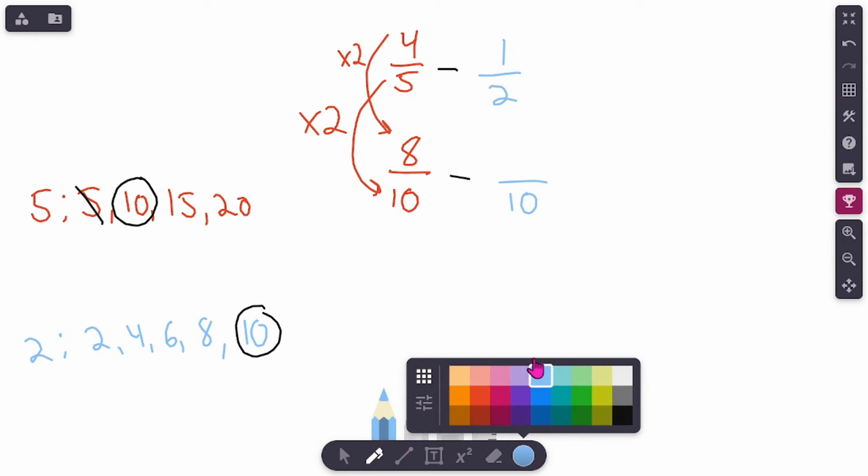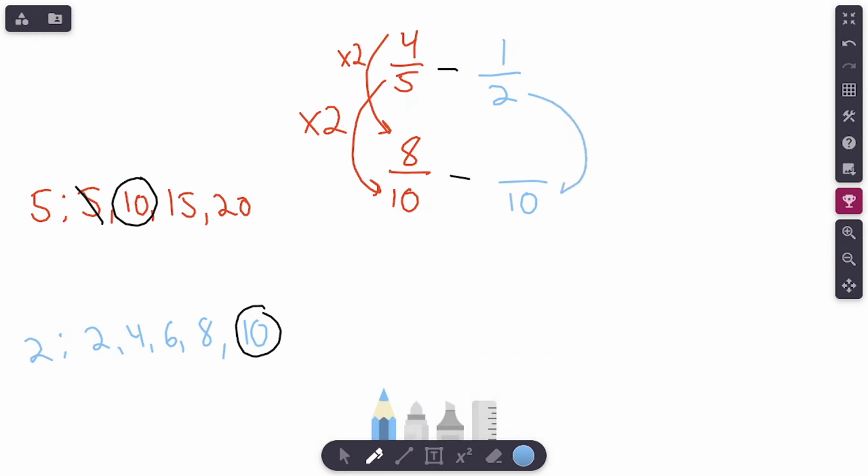Now let's do 1/2 and create an equivalent fraction. 2 times what gives you 10? 1, 2, 3, 4, 5. Again, I'm just counting the number of multiples. 2 times 5 gives me 10. Multiply the numerator by the same number, by 5. 1 times 5 gives us 5. So we've got 5/10. So we've got 8/10 minus 5/10.